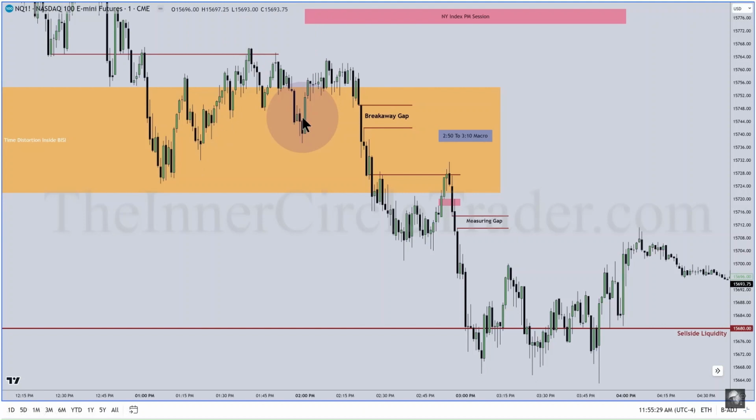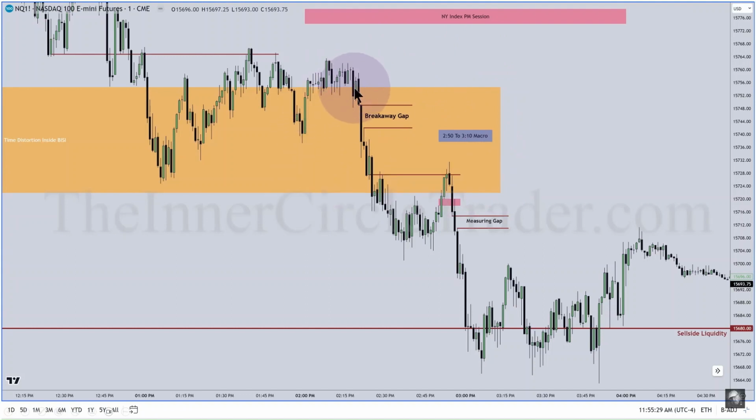So you wait. Wait for what? 2 o'clock. And then wait for displacement. What does that look like? Right here. Takes out that short-term low. Boom. But now we have what? We're late in the day. This shaded area here is the buy side and balance, sell side efficiency.